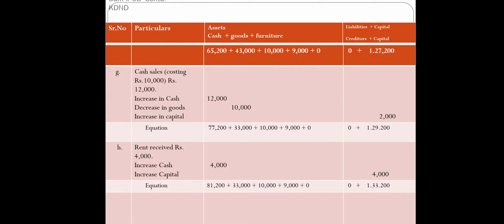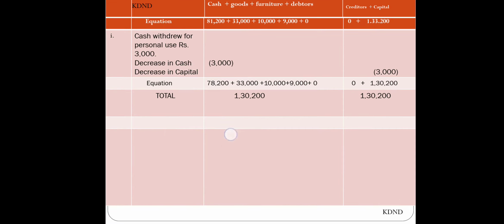And then comes your rent received. Rent received is 4,000, which increases the cash, obvious. And another one is your capital will increase by rupees 4,000. So this way our final setup of both the sides will be 1,33,200. Both the sides tally with 1,33,200. Right? So sum number 9 is over.